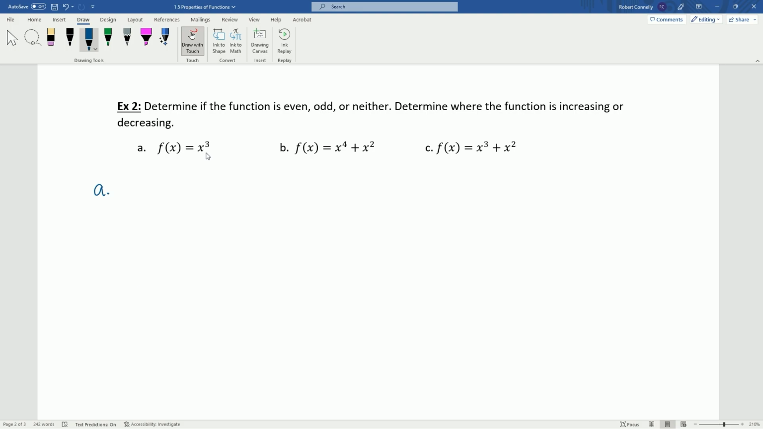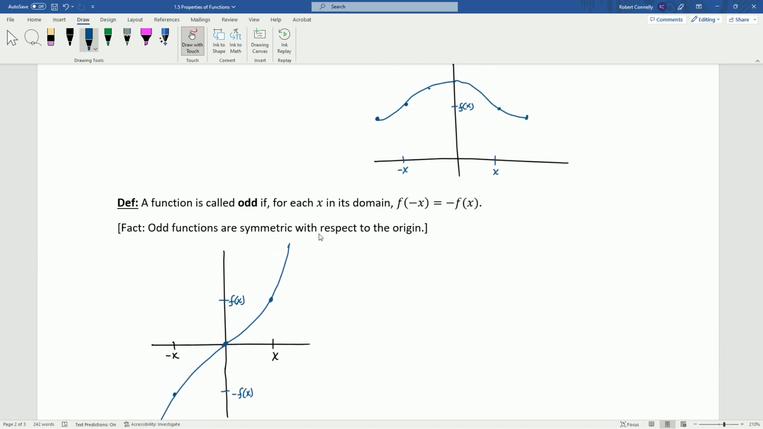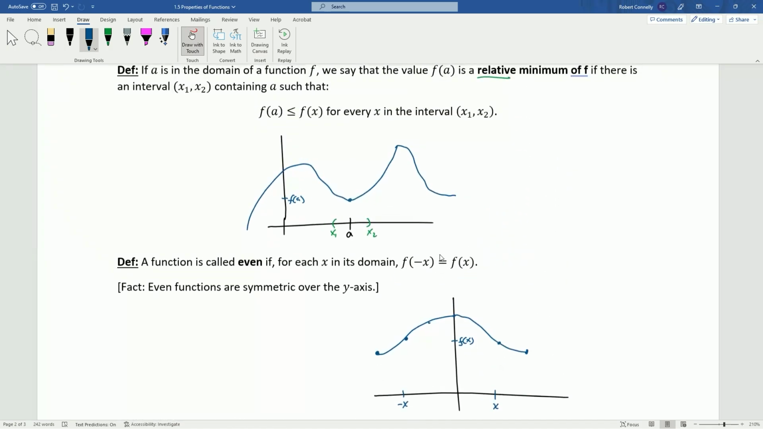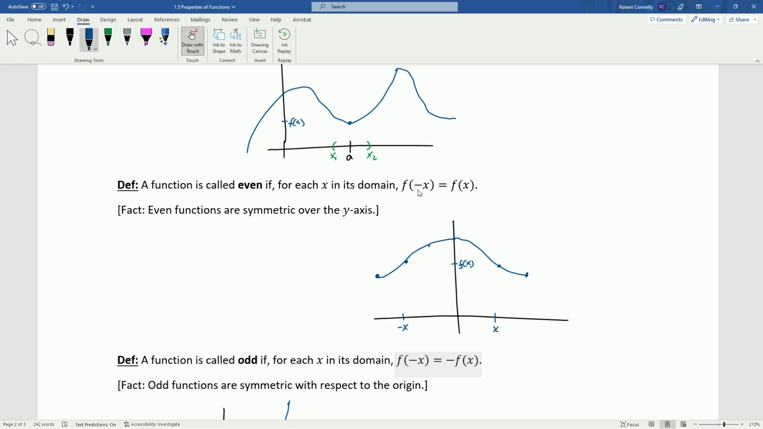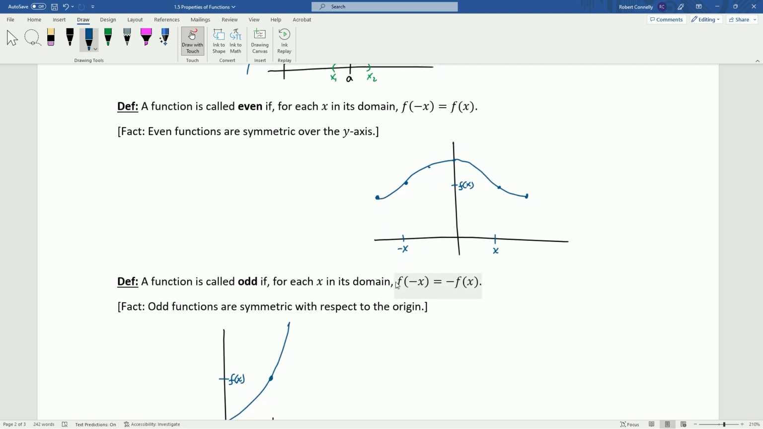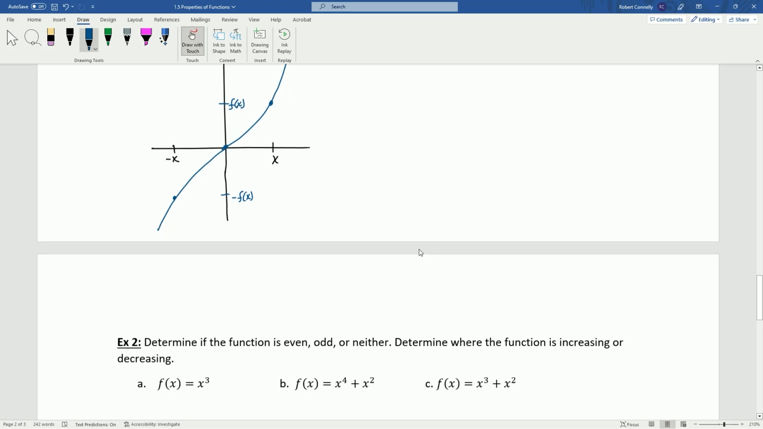Okay, so f of x equals x cubed. All we have to do is just check the definition directly here. This is something that gets overthought a lot, but what this definition says is, if I plug in negative x, the function is even if I can re-simplify it to look exactly like the original function, and it's odd if I can re-simplify it to look like the negative of the whole original function. And it's neither if you can't do either of those things.